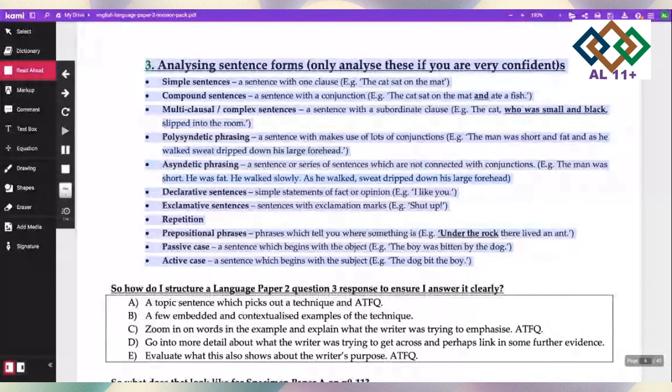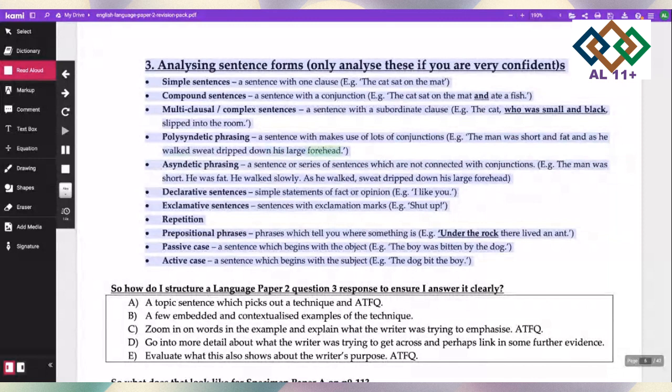3. Analyzing sentence forms. Only analyze these if you are very confident. Simple sentences: a sentence with one clause, e.g., the cat sat on the mat. Compound sentences: a sentence with a conjunction, e.g., the cat sat on the mat and ate a fish. Multiclausal or complex sentences: a sentence with a subordinate clause, e.g., the cat, who was small and black, slipped into the room. Polysyndetic phrasing: a sentence which makes use of lots of conjunctions, e.g., the man was short and fat and as he walked sweat dripped down his large forehead.